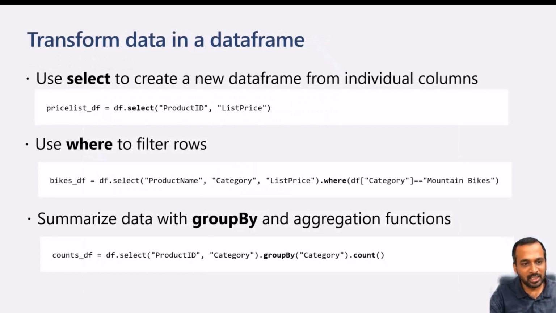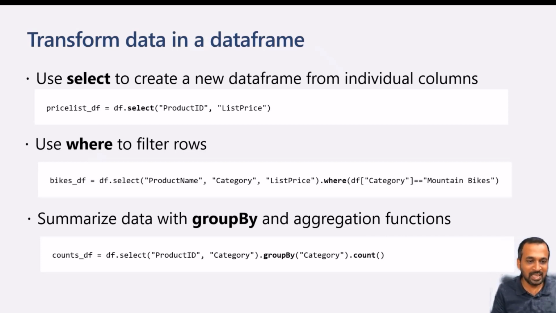So, transform data in a data frame: how can you do that? Use select to create a new data frame from individual columns. In the previous example, we saw everything to load into that data frame. But if you want to pick up anything specific from that data frame into another data frame, you can define it here. In this case, we have price_list_df equal to df, which is the previous data frame, dot select. And then we can define here ProductID and ListPrice. Only these two columns I need from this data frame, loading into another data frame here.